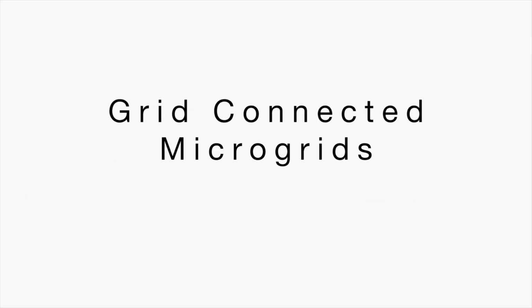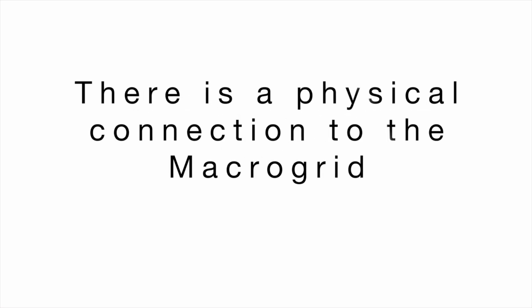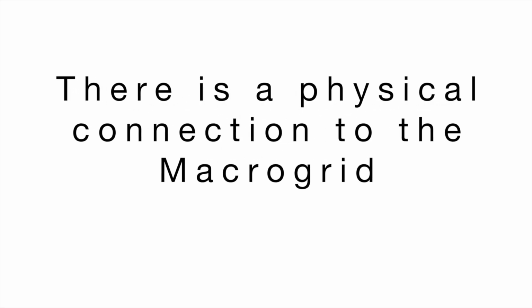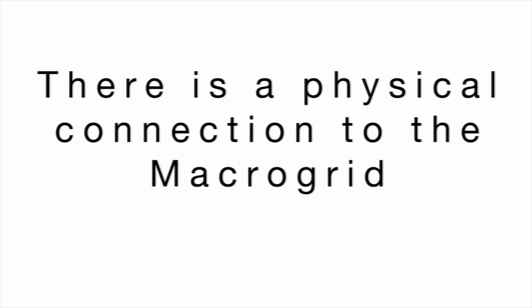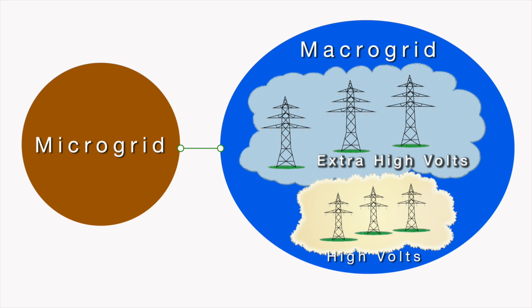Grid-connected microgrids are the second type of microgrid system, where there is the ability to switch to the macrogrid either to take energy from or input to, when the microgrid is connected to both the extra high voltage and high voltage sections of the macrogrid. Connection of the two grids is via a switching mechanism at the point of common coupling, enabling the microgrid to be switched from island mode to grid-connected mode.